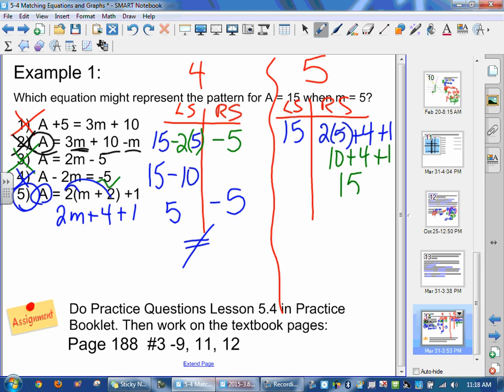Okay? My check mark went through my equal sign. It shouldn't have. Correct solution. There we go.